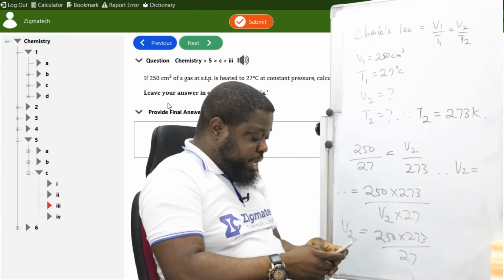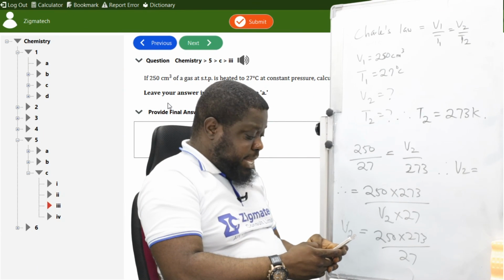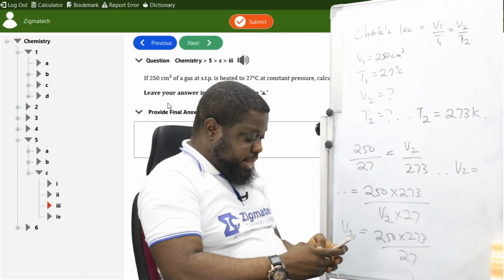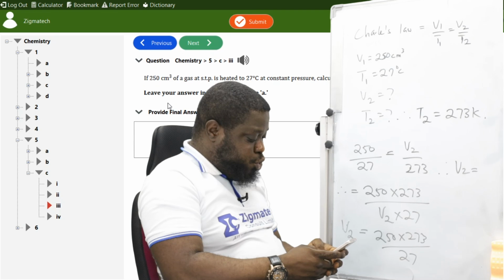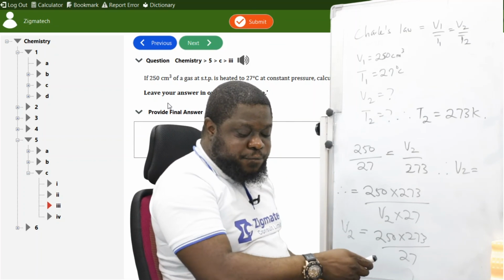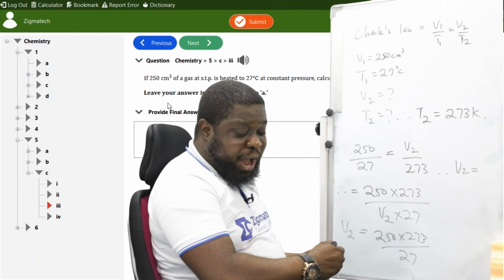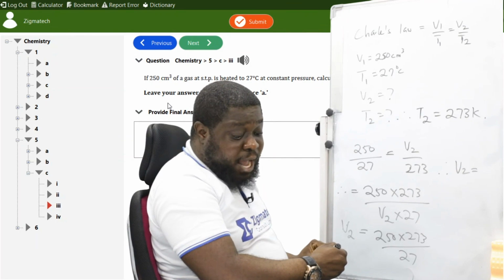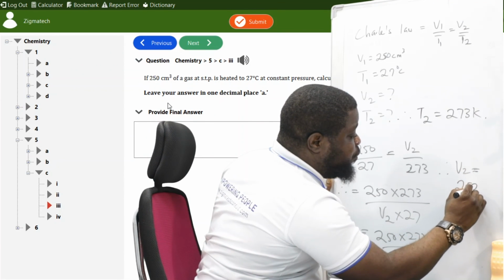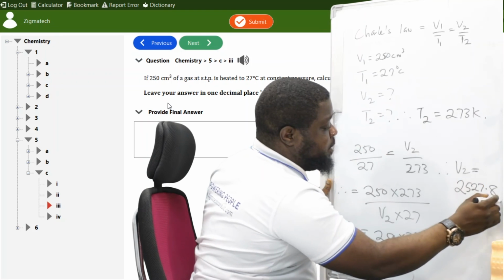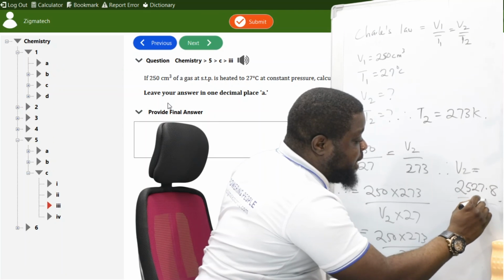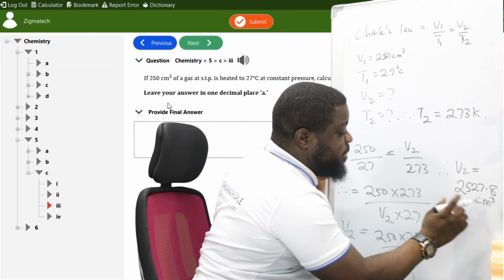It will be 250 times 273 divided by 27. So our answer will be 2,527.8. That will be our answer. Centimeter, don't forget, centimeter cube.